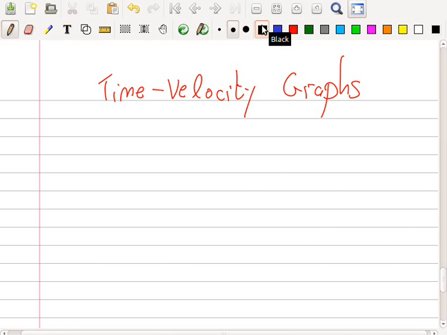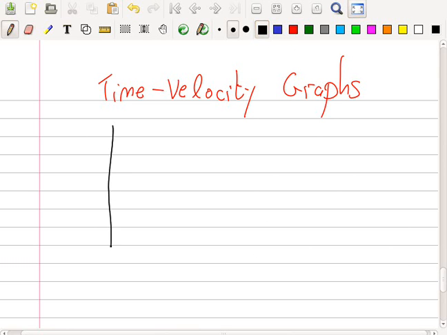So for example, if you had another graph where this was x and this was y, what would it be called? XY graph. So that's why it's time velocity and not velocity time. Although if you said velocity time, I'd still understand you. So it's not a big thing. So let's have a look. Like I said, time velocity, as the name suggests, time this way, velocity this way.